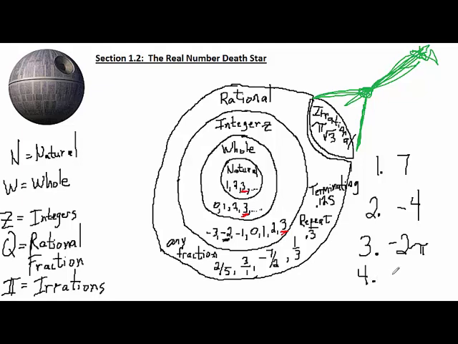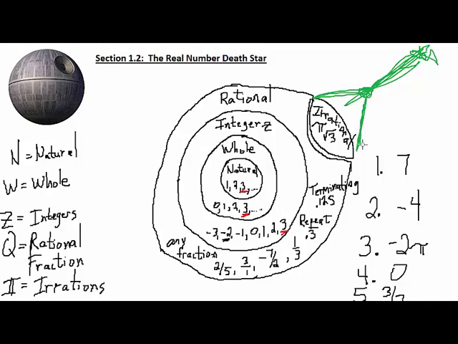Question number 4, I want you to classify the number 0. And this last one, question number 5, I want you to classify the number 3/7. Go ahead and pause the video now, and let's see if you can get these 5 numbers and these 5 stormtroopers classified into the correct subsets of the real numbers. Good luck. Pause the video now. Unpause it when you're ready to check your answers.